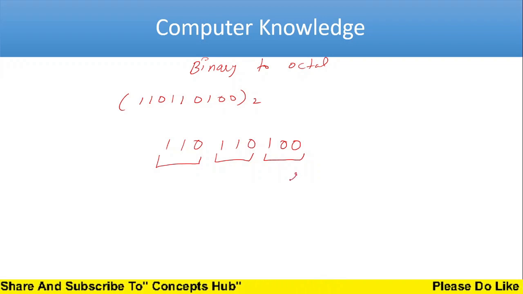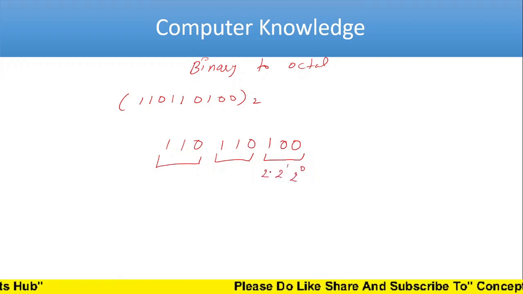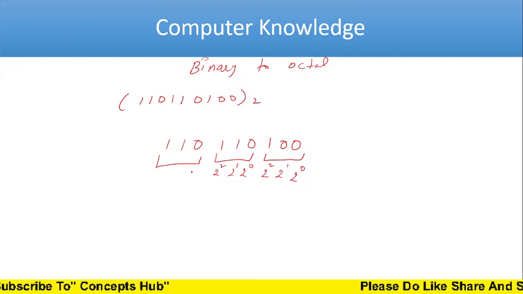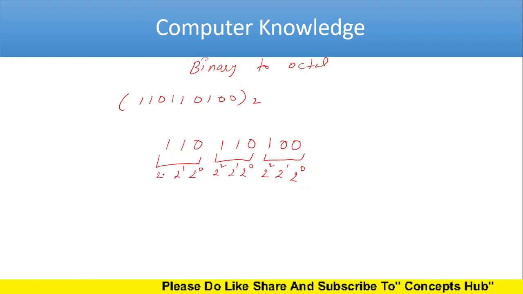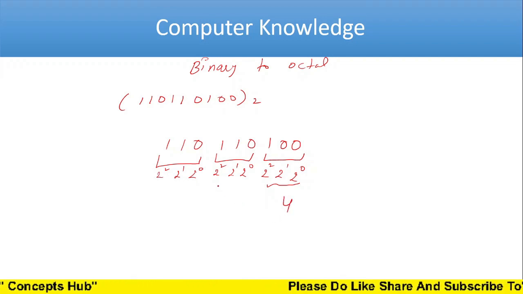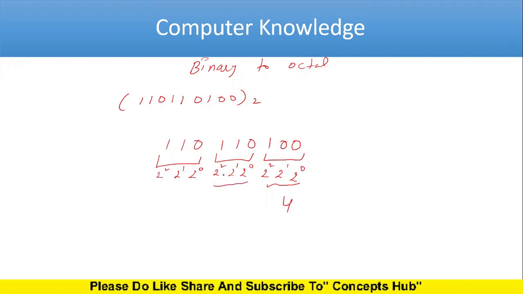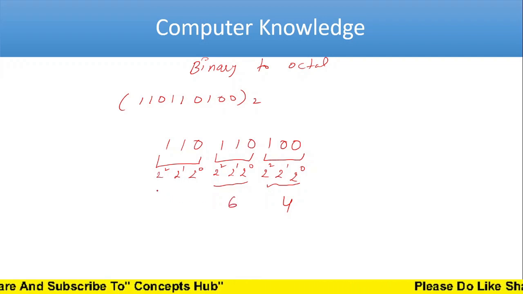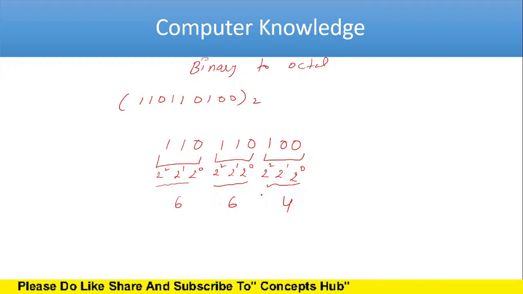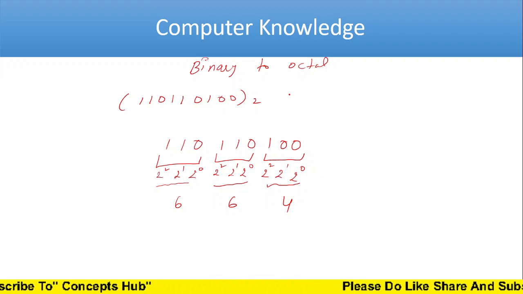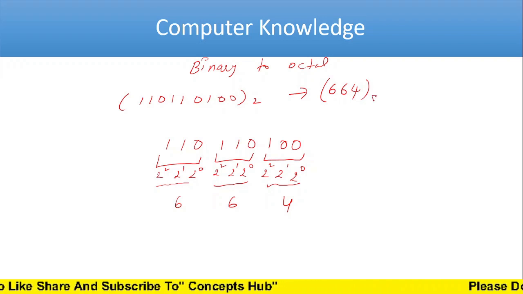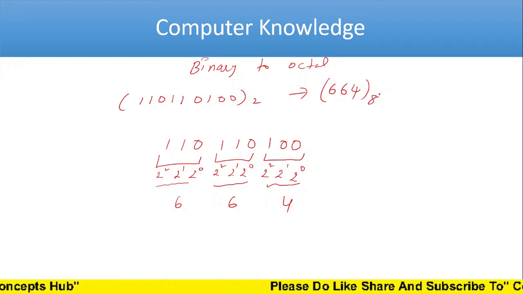Now same thing we'll do: 2 to the power 0, 2 to the power 1, 2 to the power 2. Here also 2 to the power 0, 1, 2, and again 2 to the power 0, 1, 2. So what will you get here? We'll get here 4. What will you get here? It is 4 plus 2, we'll get 6. 4 plus 1 into 2, 6. So what is the answer? 664. Okay, and the base would be 8. When it is octal, the base is 8.